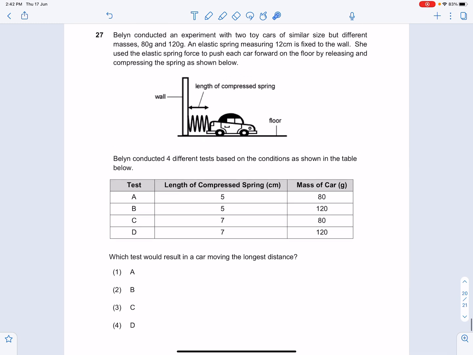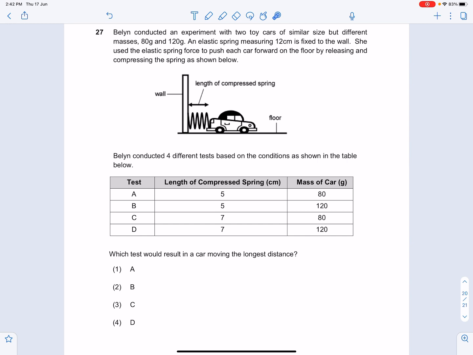Having looked at it, you would need the one that got compressed the most, because with something that is compressed the most, you get the most elastic potential energy. So 5 is the smallest here, so it is either A or B. On top of that, something of a lighter mass will also travel further because there is less gravity acting on it. So therefore A will be your best possible answer.